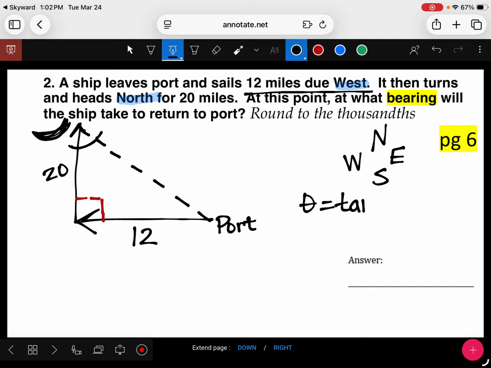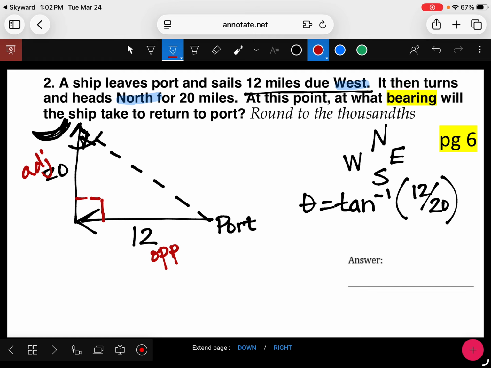So it would be, again, an inverse tangent. And would it be 12 over 20 or 20 over 12? 12 over 20, good. Go ahead and type that in. 12 is opposite the bearing. 20 is adjacent to the bearing. This is my bearing right here.